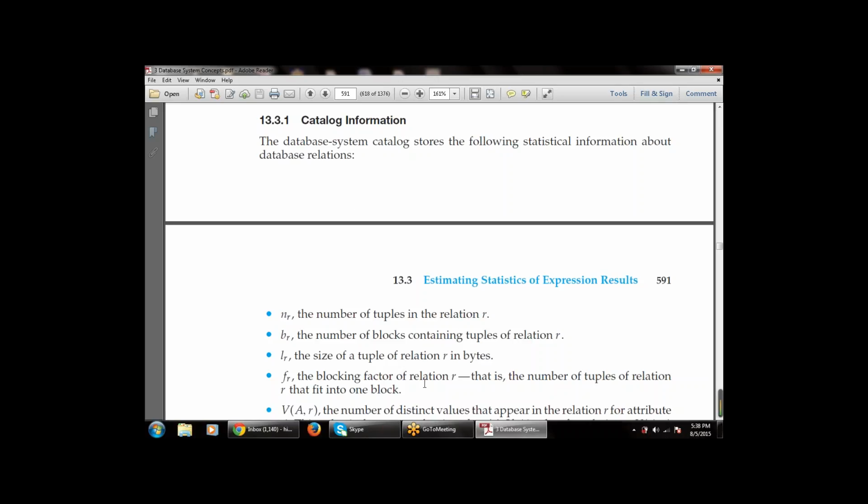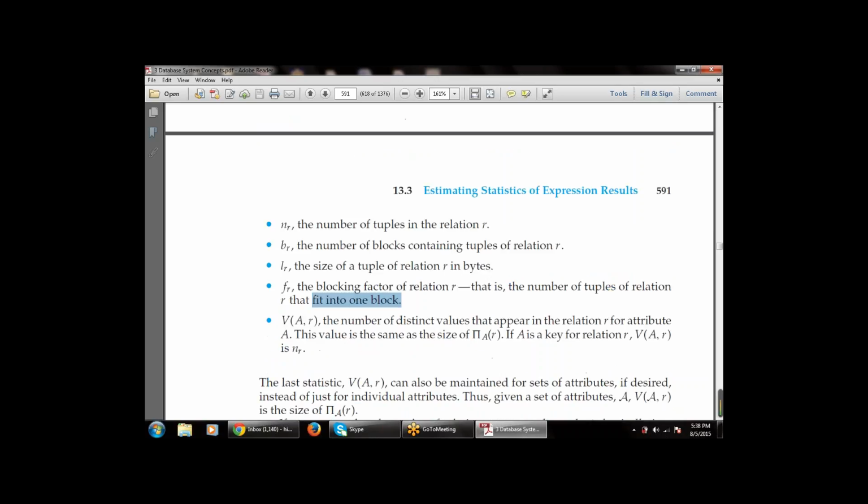Then the blocking factor of the relation R, that is, the number of tuples of the relation R that fit into one block. Then V(A, R), that is the number of distinct values that appear in the relation R for attribute A. This value is the same as the size of the projection of A on R.